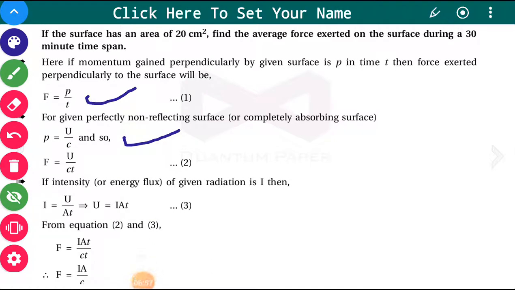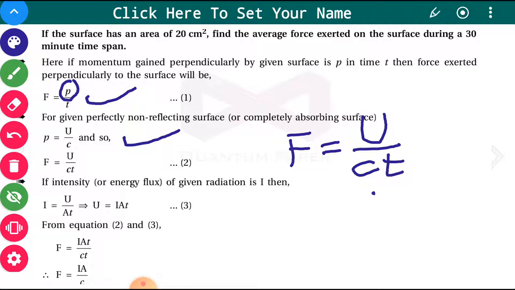That is the characteristic of the electromagnetic wave. If the total energy transferred to the surface in time t is U, it can be shown that the magnitude of total momentum delivered to this surface for complete absorption is P equals U upon C. That is its characteristic. Now as momentum P is equal to U upon C, instead of this P you can write U upon C. So the force will be U upon C into T.